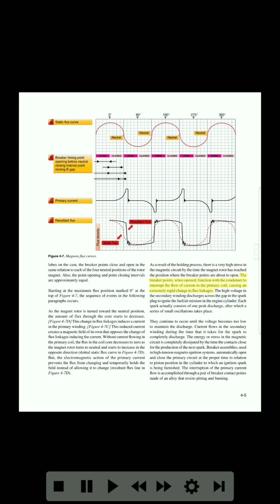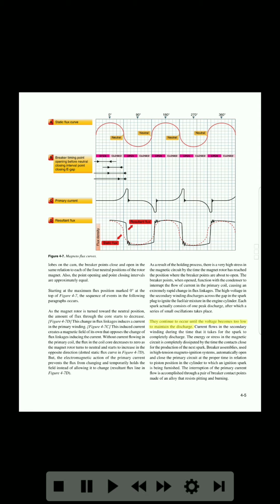The breaker points, when opened, function with the condenser to interrupt the flow of current in the primary coil, causing an extremely rapid change in flux linkages. The high voltage in the secondary winding discharges across the gap in the spark plug to ignite the fuel/air mixture in the engine cylinder. Each spark actually consists of one peak discharge, after which a series of small oscillations takes place.